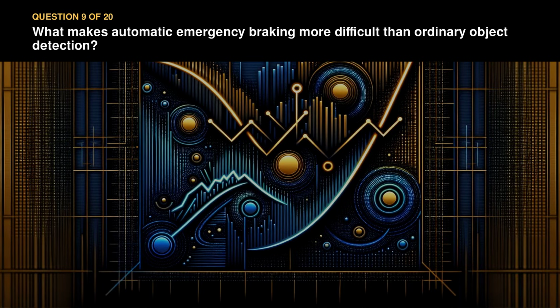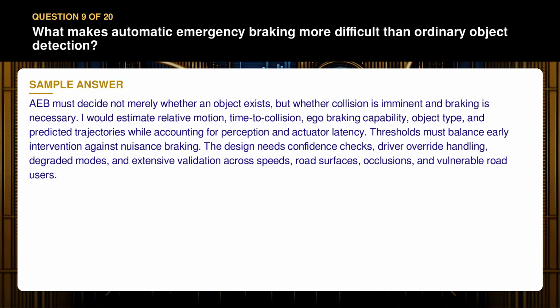Question 9. What makes automatic emergency braking more difficult than ordinary object detection? AEB must decide not merely whether an object exists, but whether collision is imminent and braking is necessary. I would estimate relative motion, time to collision, ego braking capability, object type, and predicted trajectories while accounting for perception and actuator latency. Thresholds must balance early intervention against nuisance braking.